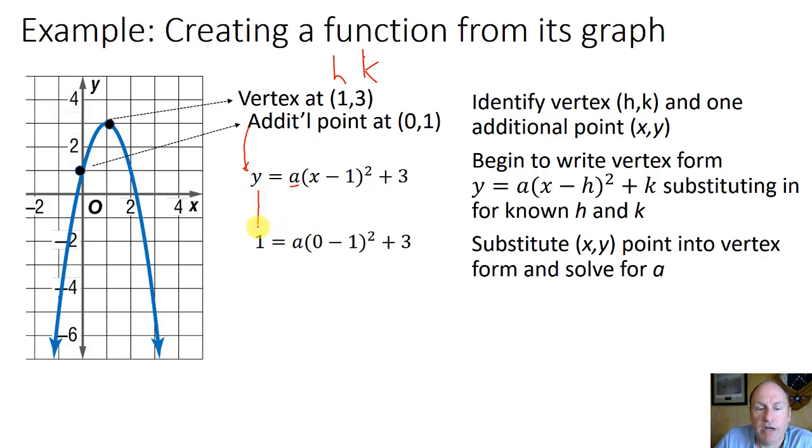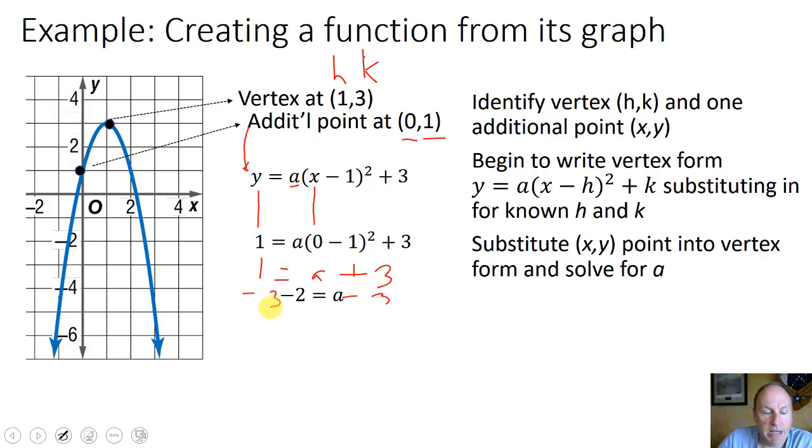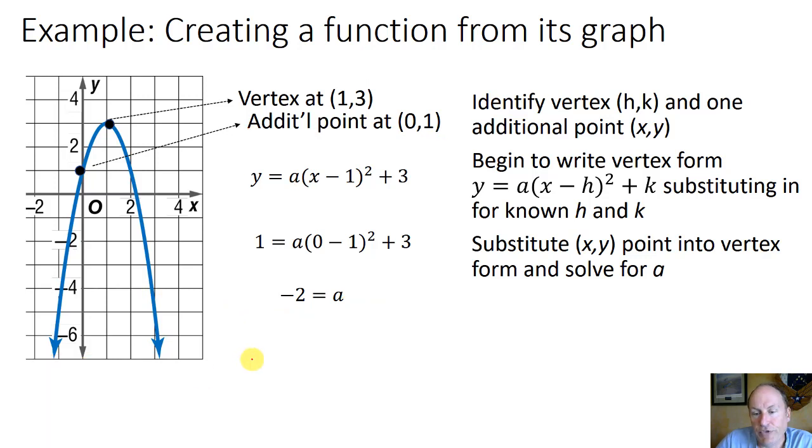So when we substitute a 1 for the y and a 0 for the x, be very careful with order in doing this, we can solve for the a term. This is a lot like solving for the unknown intercept in slope-intercept form. Same kind of concept. So algebraically, this becomes 1 equals a times 1, because 0 minus 1 is negative 1 squared, which is positive 1, plus 3. We're going to use the subtraction property of equality and subtract 3 from both sides. And voila, we get that negative 2 equals a.